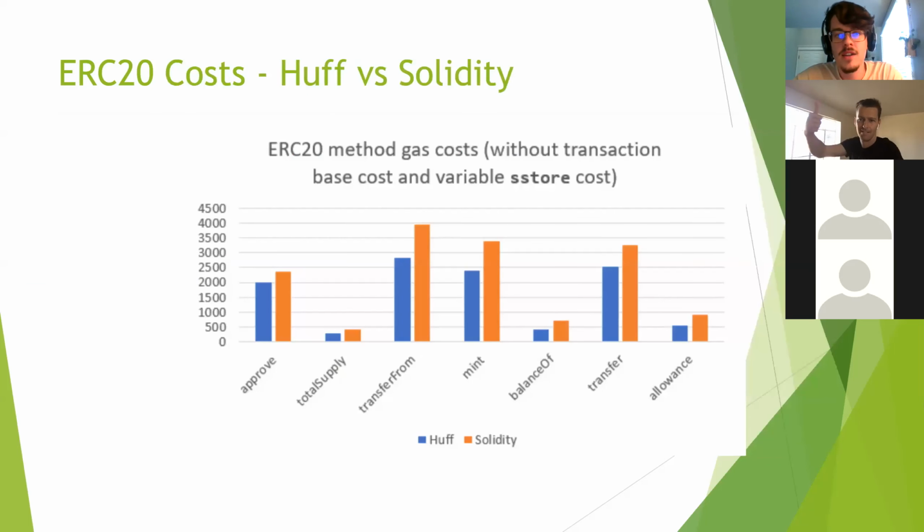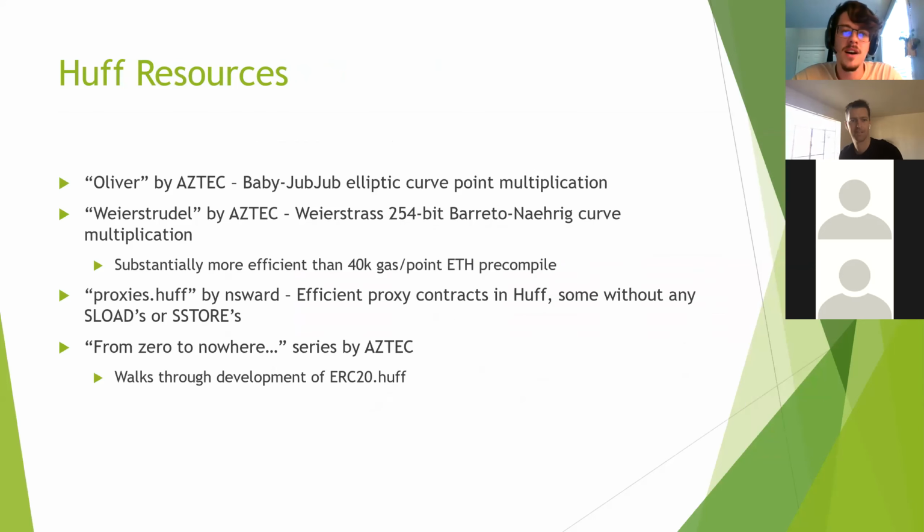And now we will be looking at the costs of all of these different methods, macros, functions, whatever you want to call them. Basically, the Huff guys or the Aztec guys looked at the gas costs for all of the different methods you can call, and in Huff, all of them cost less, which is pretty cool.